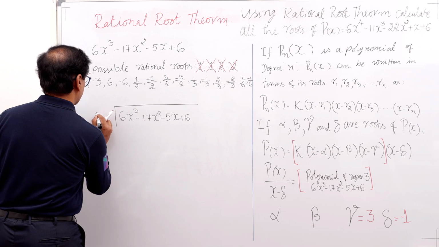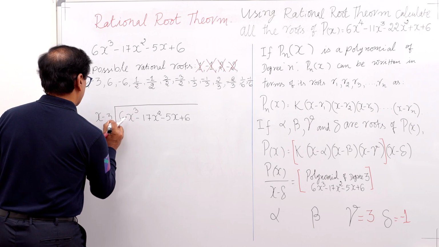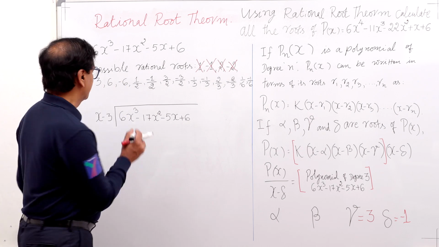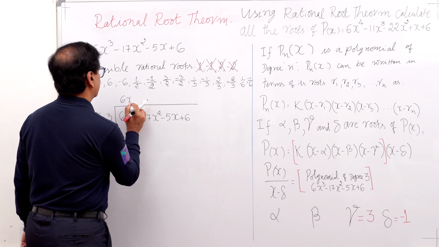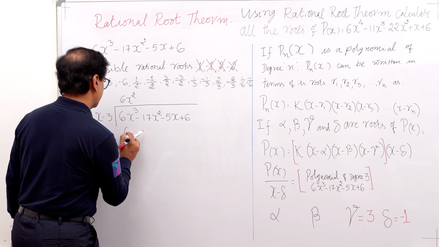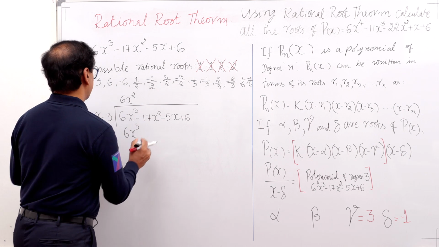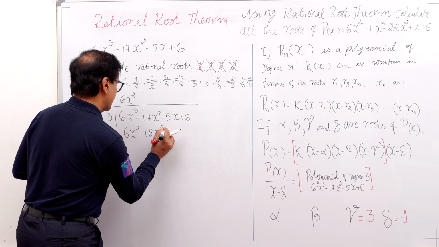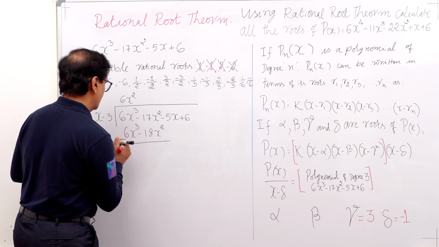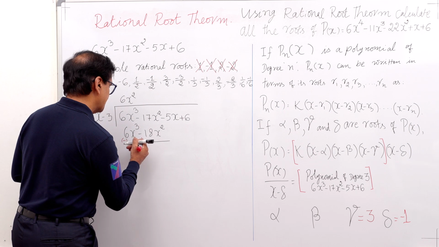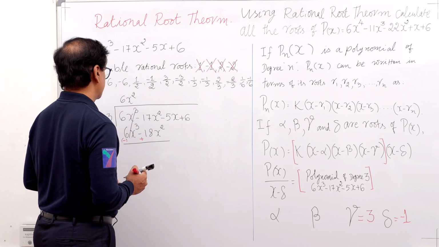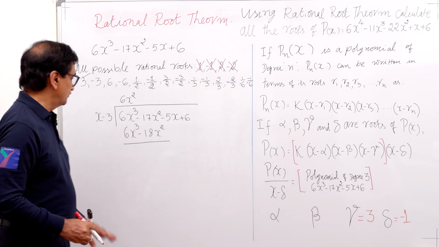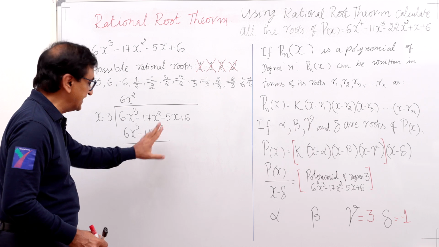Okay, let's start. So first term is 6x squared. So you have 6x to the power of 3 minus 18x squared. So this is minus, here it is plus, so this gets cancelled. Okay, so we have 6x to the power of 3 minus 18x squared.